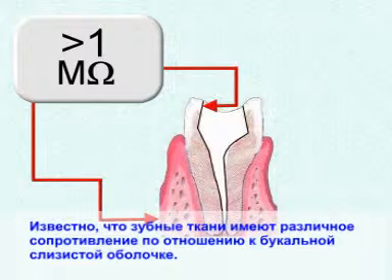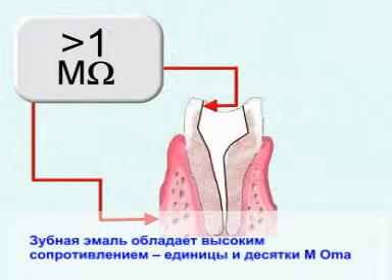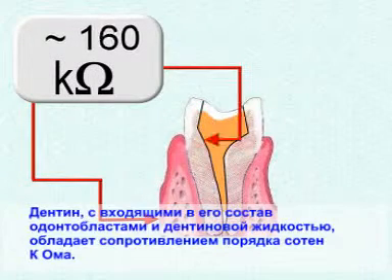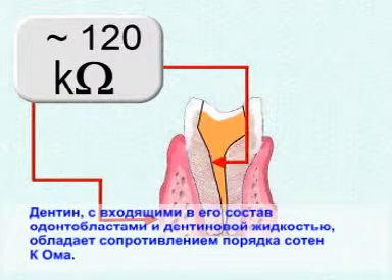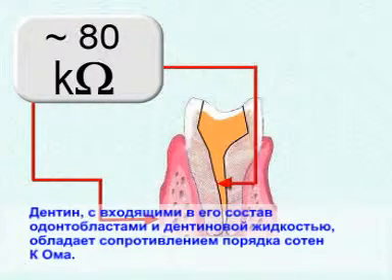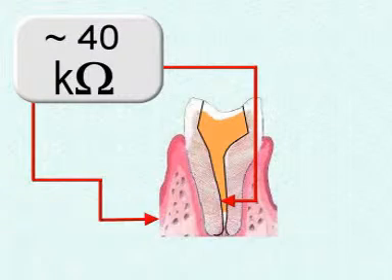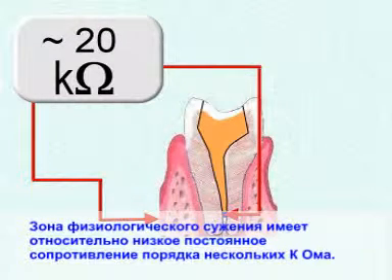It is a well-known fact that tooth tissues possess different electrical resistance measured according to buccal mucous membrane. Tooth enamel has a high resistance range of 1 to 10 megaohms. Dentin containing odontoblasts and dentinal liquid has a resistance range of hundreds kiloohms. Physiological narrowness area has a relatively low constant resistance range of some kiloohms.